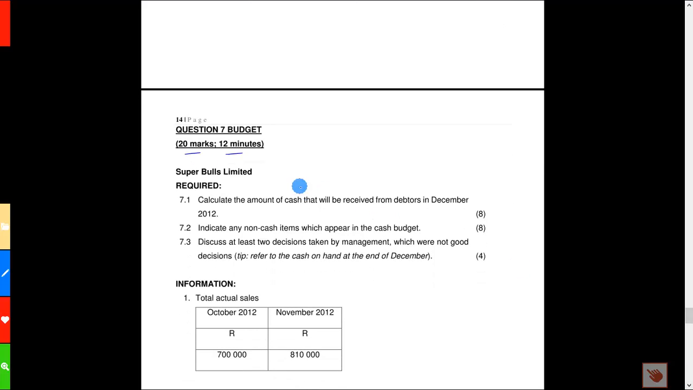Calculate the amount of cash that will be received from debtors in December 2012. Then we've got 1 and 2 theory questions here. Indicate any non-cash items which appear in the cash budget. Right, and discuss at least 2 decisions taken by management which were not good decisions. And they give us a tip here: refer to the cash on hand at the end of December. So we'll work our way through those.